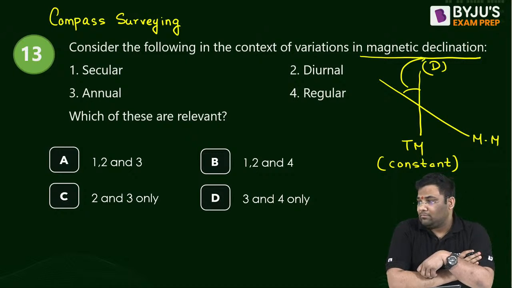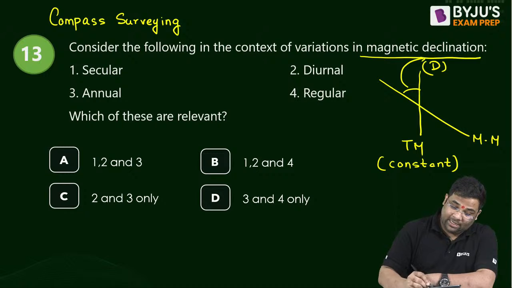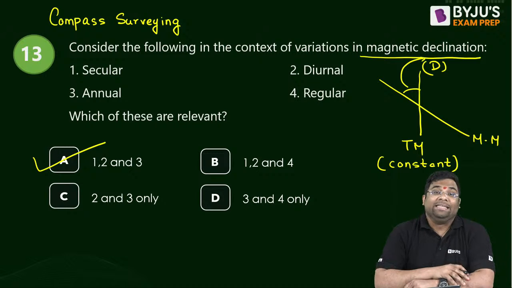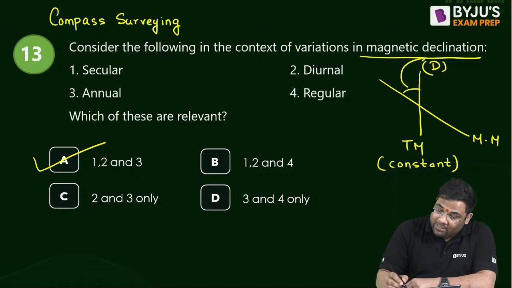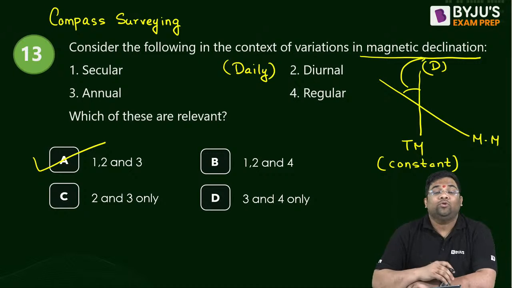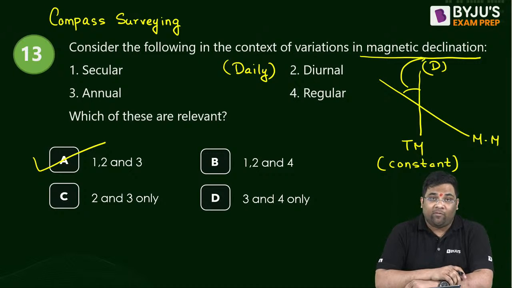Don't know the answer? A. Yes, Sachin, the right answer is A: 1, 2 and 3. Diurnal is the daily variation. The daily variation happens due to the rotation of Earth.